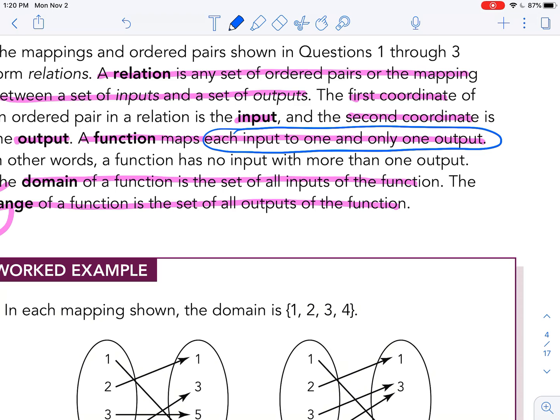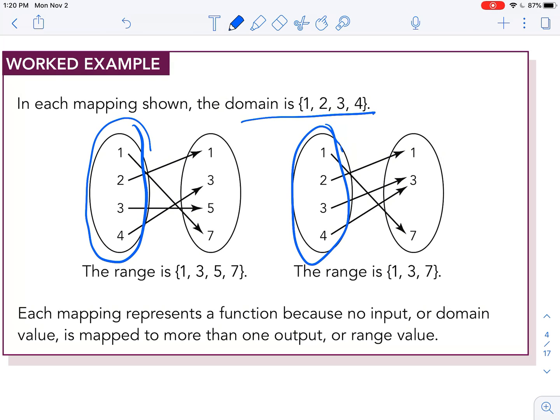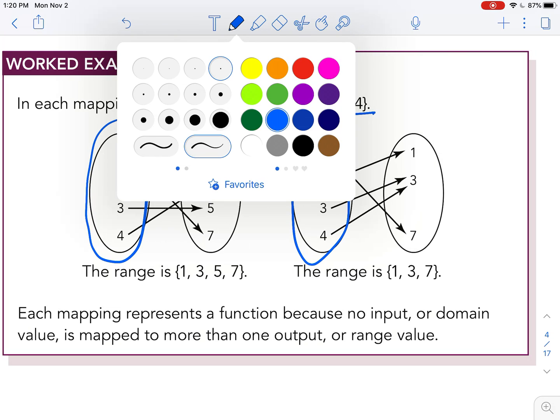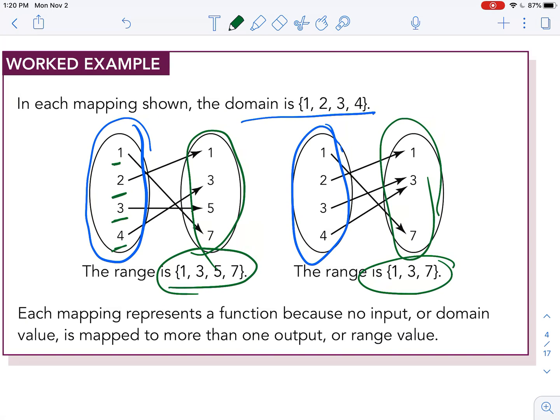Each input, so each x value, has exactly one output, one and only one output. So we're going to look down here at the domain. The domain is all these numbers right here. That's the domain. The range comes right here, just like we did just a few minutes ago. Those are the range. Now, if you look at the domain, 1 goes to one number, 2 goes to one number, 3 goes to one number, 4 goes to one number. It has exactly one, one and only one output for each input.